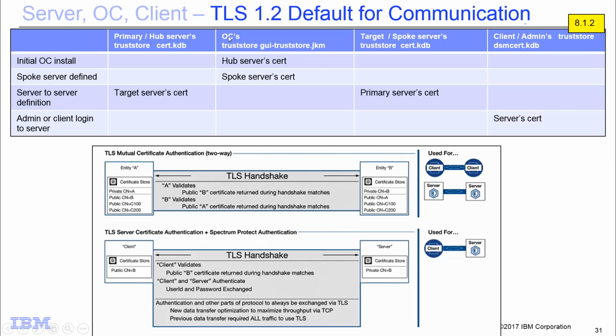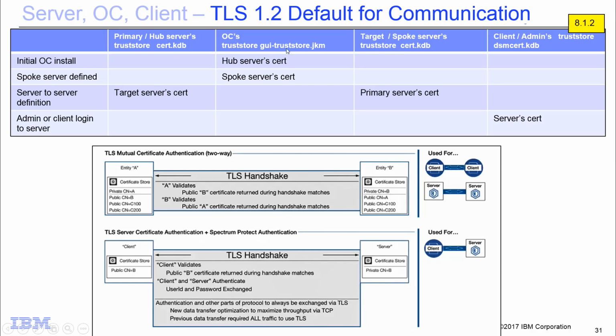For the operations center, on the initial install, we will place the hub server certificate in that GUI-truststore.jks. If you're defining spokes, we'll also place the spoke server's certificate in that trust store. If you're utilizing admins or clients to communicate with the Spectrum Protect server, then in the client and admins trust store, which is dsmcert.kdb and resides directly on the Spectrum Protect client, we will place the server's certificates in there.